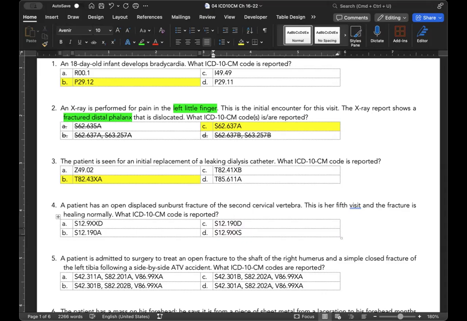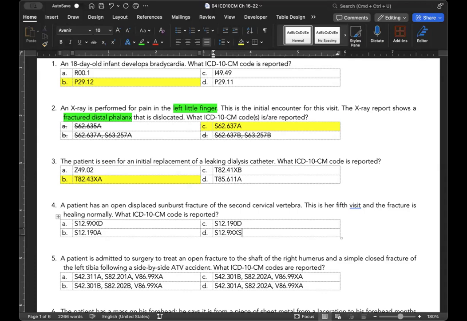I have a question, Tiffany. How do you know, when it says initial, that it isn't a replacement? I know some Z codes have attention to a catheter. How would you know that this is not saying attention to a catheter? It says initial, but how would you know if it's an encounter for attention to a leaking catheter, like a Z code? Is that what the Z49.02 says?